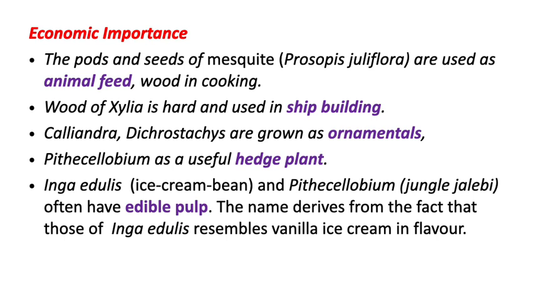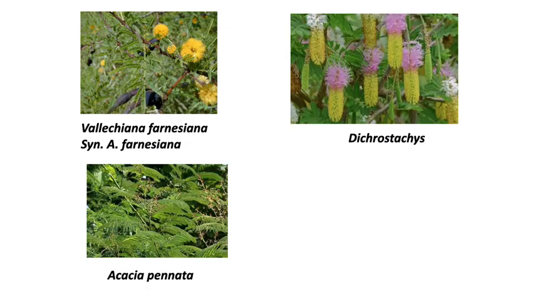Inga edulis is called the ice cream bean, and Pithecolobium dulce, Jungle Jalebi, often has edible pulps. The name derives from the fact that those of Inga edulis resemble vanilla ice cream in flavor.